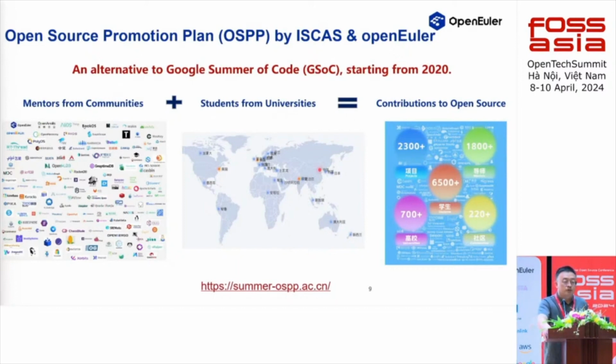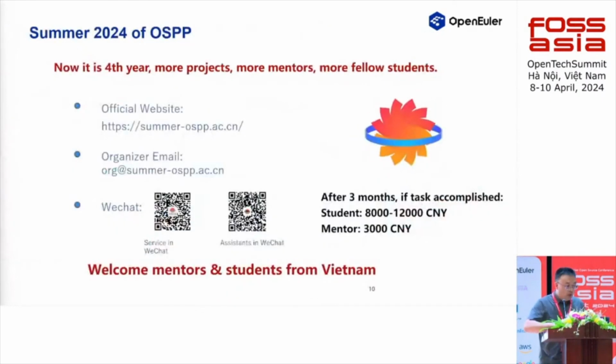GSoC started in 2005. Actually, I was a student at that time, and I was one of the first participants of GSoC. So from 2020, we started an alternative to GSoC called OSPP. We want to bring mentors from communities and students from universities to make contributions to open source. This year is summer 2024. We have more projects, more mentors, and more fellow students.